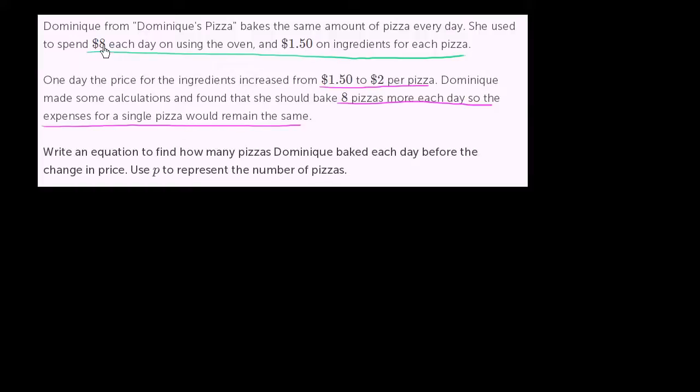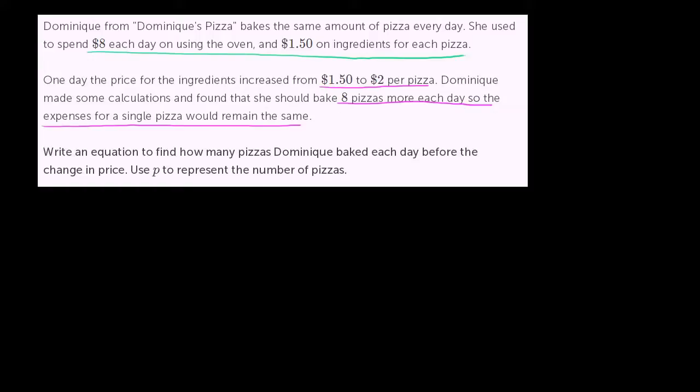So if we were to spread the cost of the oven across all of the pizzas, write an equation to find out how many pizzas Dominique baked each day before the change in price. Use P to represent the number of pizzas. So let's just think about her total cost per pizza before and then her total cost per pizza after if she bakes 8 more pizzas.